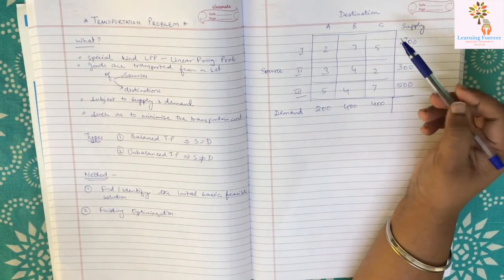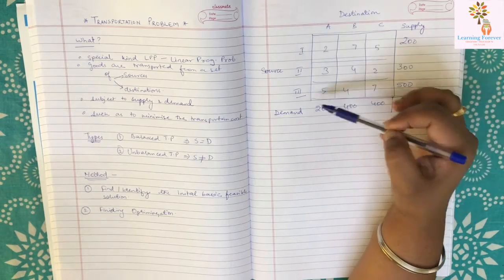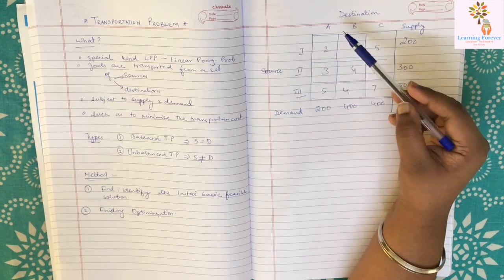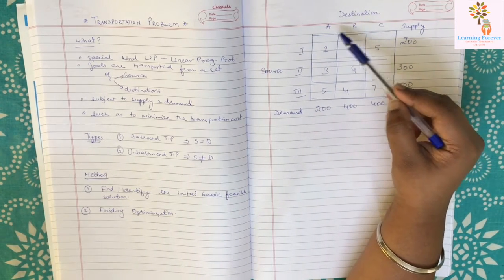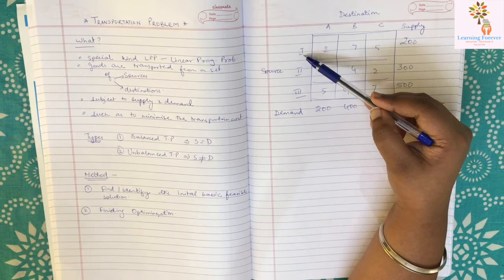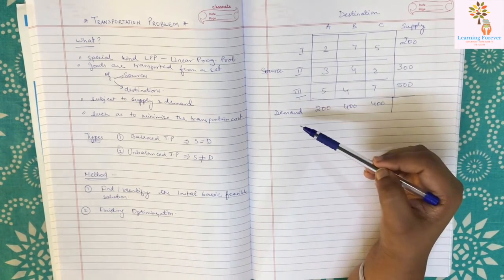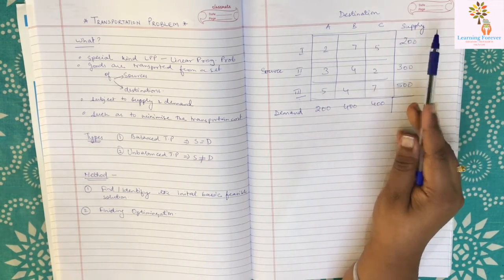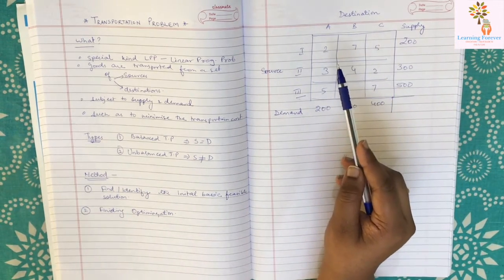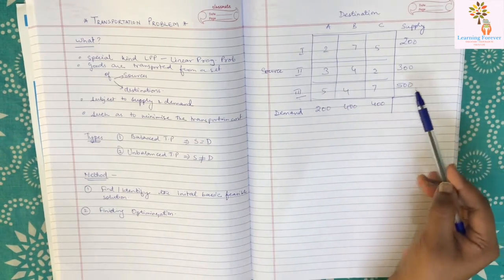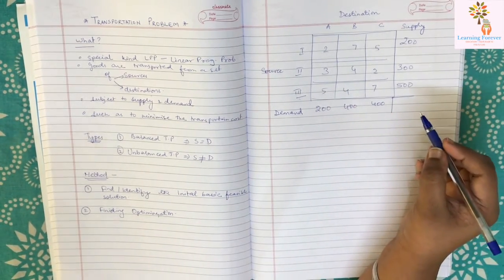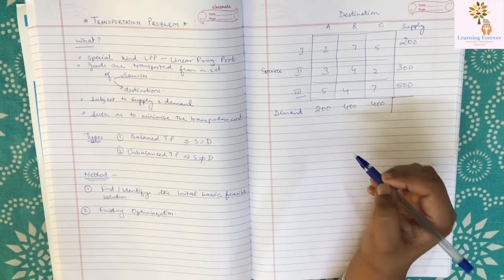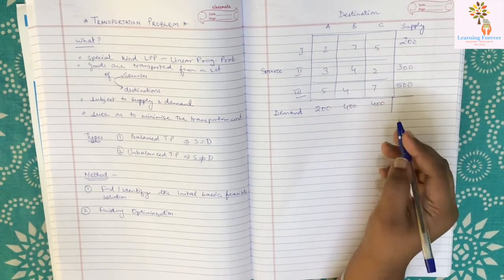So this is how your transportation problem will look. It will have the destination and the source. The destinations are your A, B and C. Sources will be 1, 2 and 3. In every transportation problem you will be given the demand and the supply. We need to ensure that the demand and the supply are balanced. In the next process I will be showing you how to check the balance.